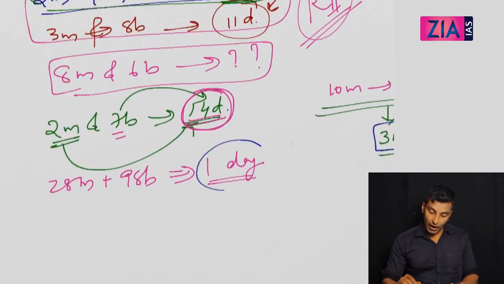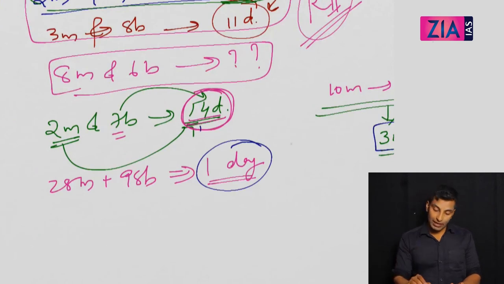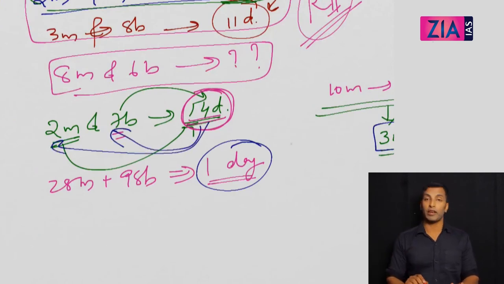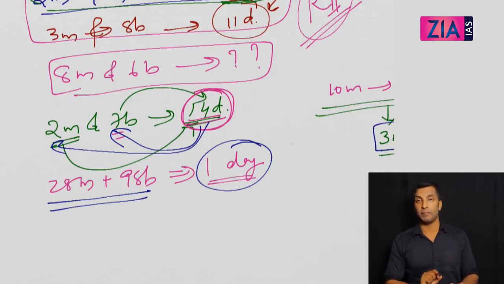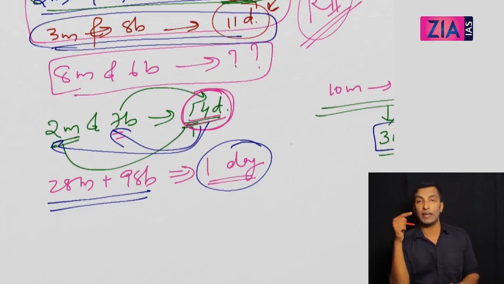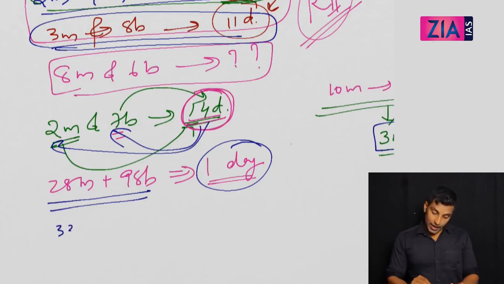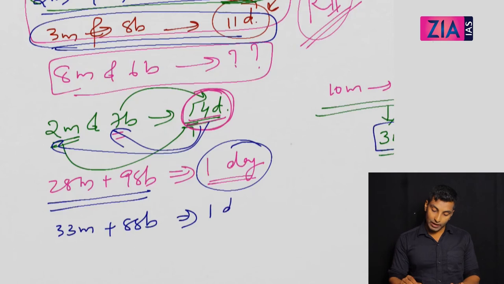You need to complete it in 1 day. So what we need to do is multiply with 14 and multiply with 14. So you can get 28 men and 98 boys are required to complete the work in 1 day, as per the first information. Let's look at the second information. Here, in this case, if you need to complete the work in 1 day, 33 men and 88 boys are required.